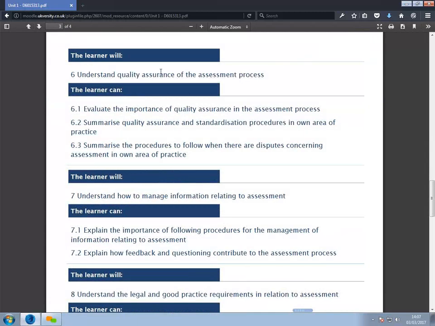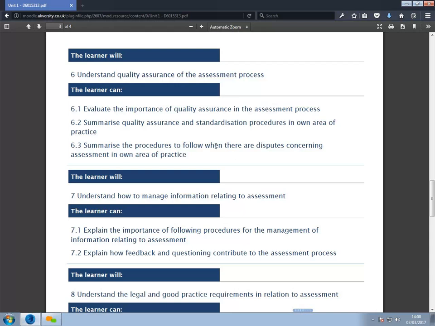Next, it moves on to understanding the quality assurance of the assessment process, how the learner can summarise the quality assurance standardised procedure in their own area. Now, you will need to contact your own school. They will have their own documentation, and there will be their own quality assurance procedures that they lay down, that you will have to follow.